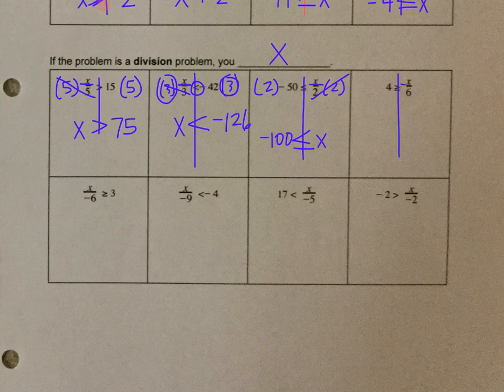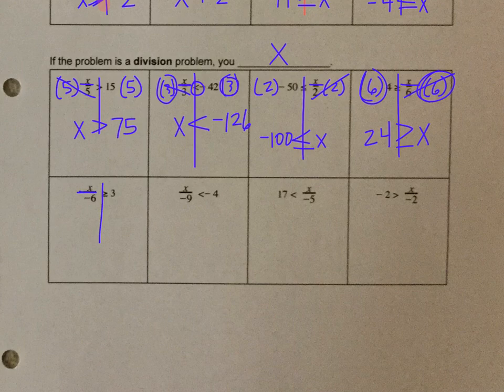Over here, divided by 6, move that 6. 6 times 4 is 24. X. And these are positive, so I just keep my sign the same exact way. Here's where we do the opposite, flipping that sign.